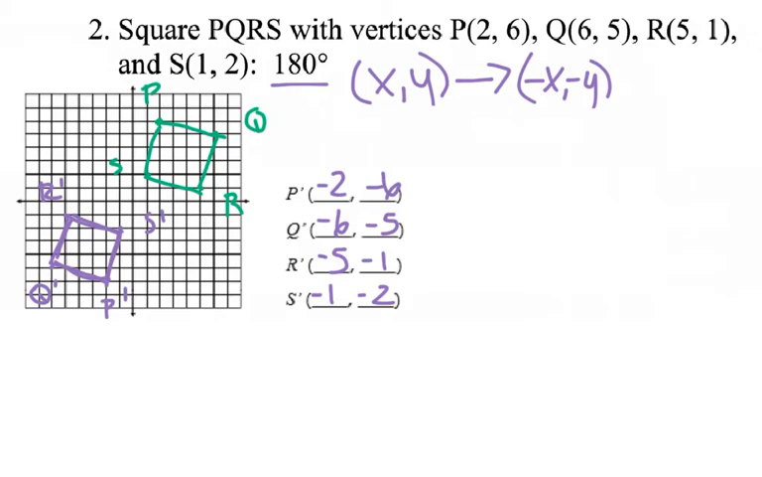Okay, so it moved in a counterclockwise or clockwise rotation. That's why it doesn't matter. It moved 2 quadrants over, so that makes sense for 180. And it does not look like a reflection. It looks like the figure actually turned.